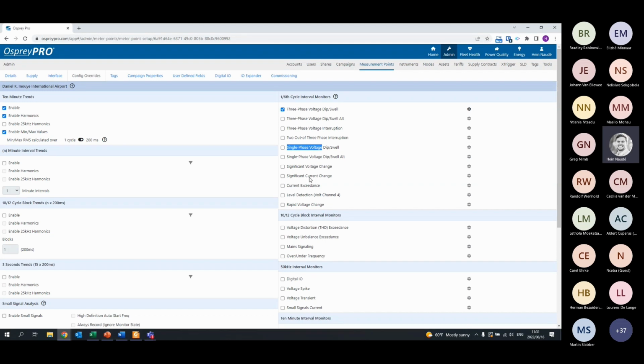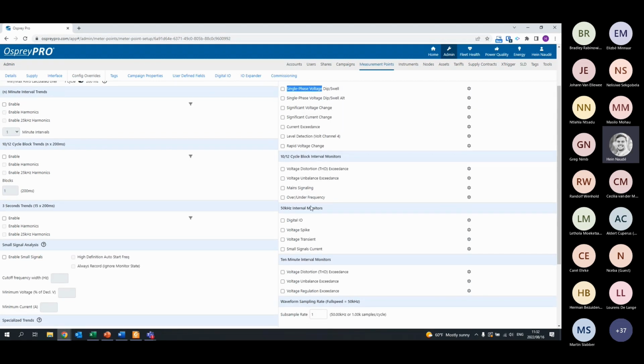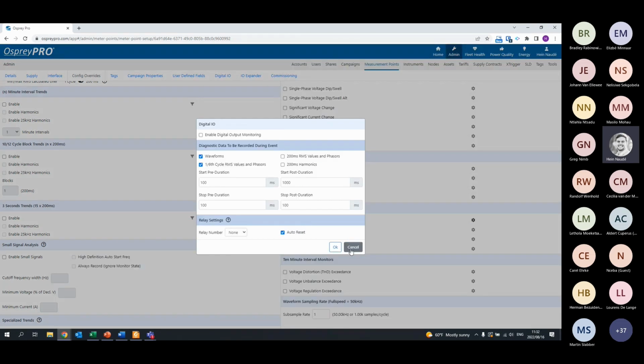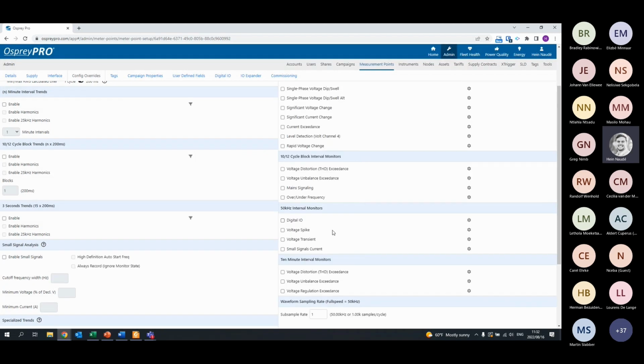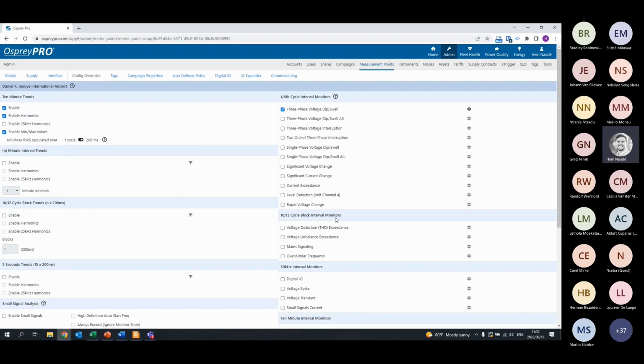Then there are other monitors such as significant voltage change, significant current change, current exceedances, voltage spike, transient, and digital input/output. So if you want to connect the state of a circuit breaker, for example, to a digital input, the moment the state of that input changes, it will trigger a recording. And again, you can set up what data you want to record and for what periods or window. You can also, for each one of these monitors, add it to a relay to actually operate the relay as well.